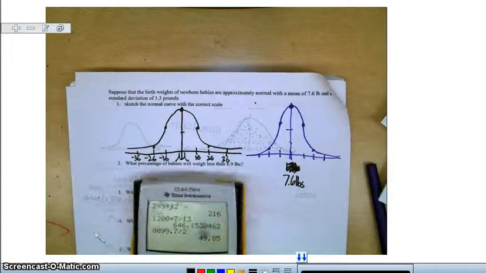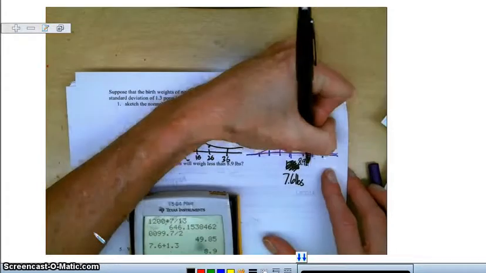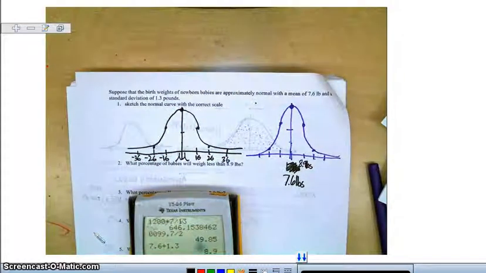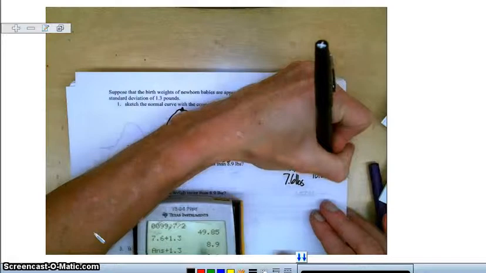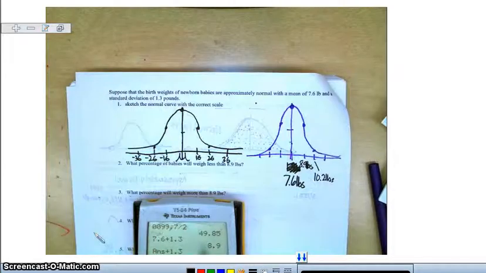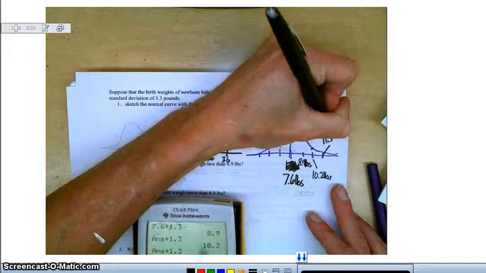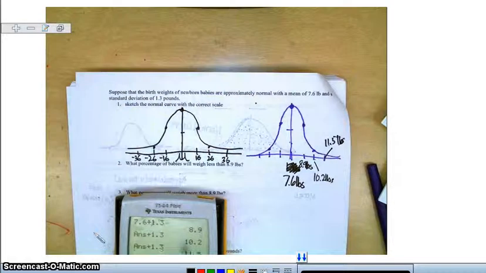So I'm just going to take 7.6 plus 1.3, and that gives me that the first standard deviation is 8.9 pounds. And we're going to use this for all the questions that we have to answer. And then I'm just going to add 1.3 again, and that's going to give me that this mark would be 10.2 pounds. And then I'm going to add 1.3 again, and that's going to give me that this mark will be 11.5 pounds.